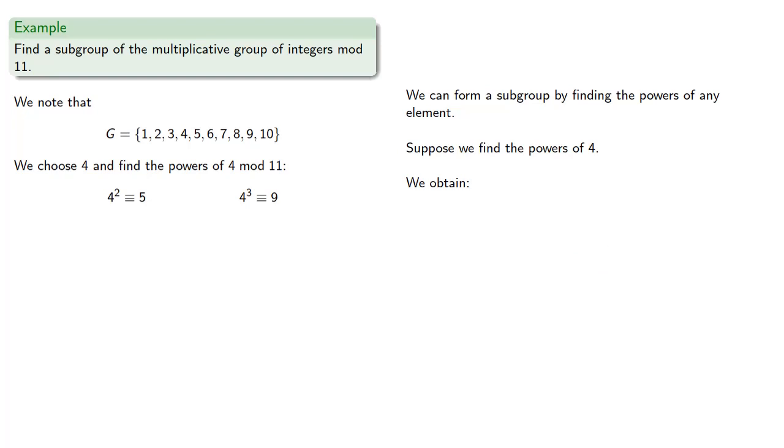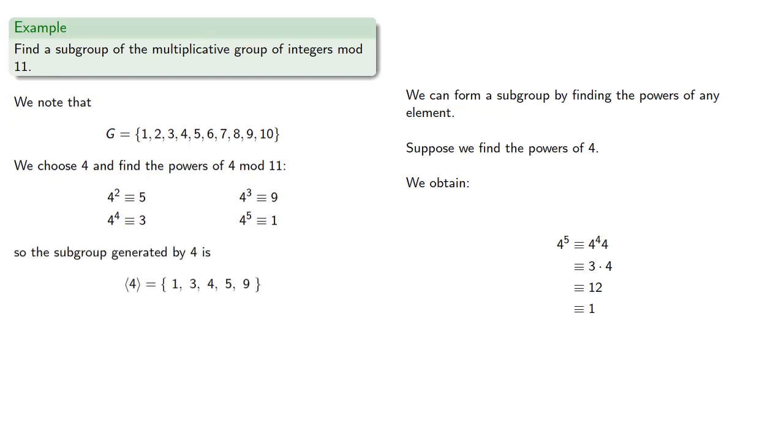4 to the fourth, well, that's 4 to the third times 4, and we already know what 4 to the third is, and so this is 3. 4 to the fifth is 1, and we're back where we started from. And so the subgroup generated by 4 consists of the elements 1, 3, 4, 5, and 9.